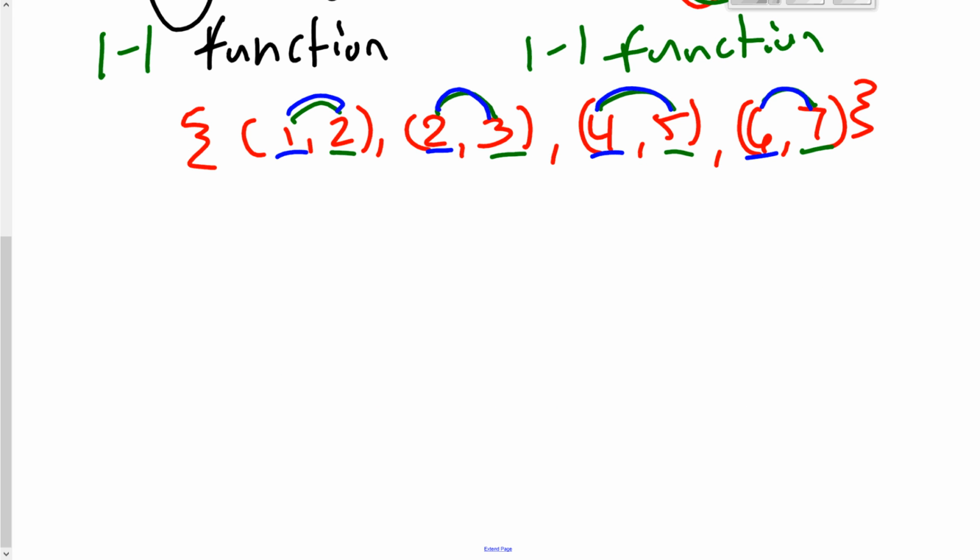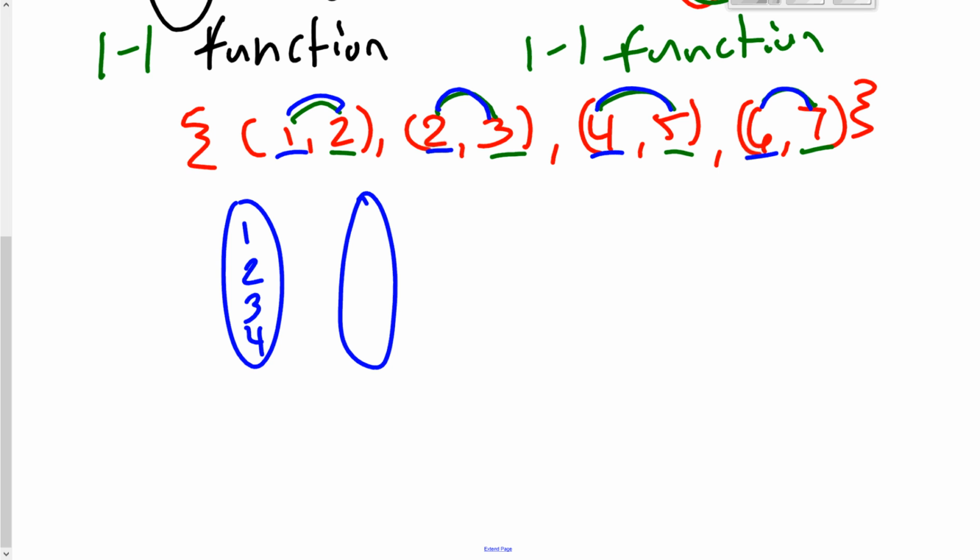Another thing, a function, just a regular function, 1, 2, 3, 4. So here's my x's, here's my y's, my domain and my range. We can go 5, 6, 7. 1 to 5, 2 to 6, 3 to 7, 4 to 7. This is a function, right? Every one of these x's only has one arrow coming out of it, right? And that's fine. It's okay that 3 and 4 both go to 7.